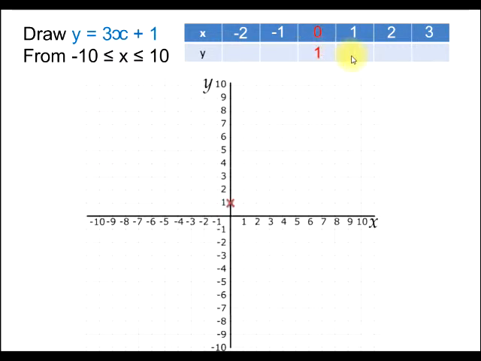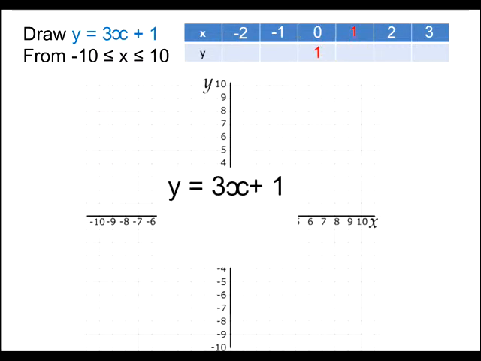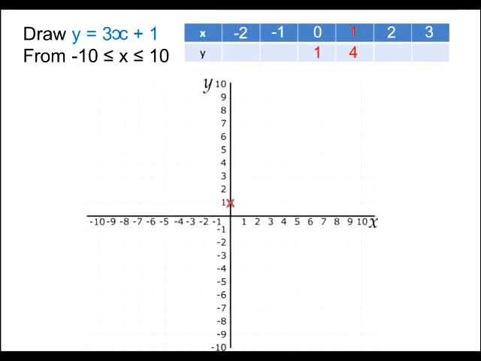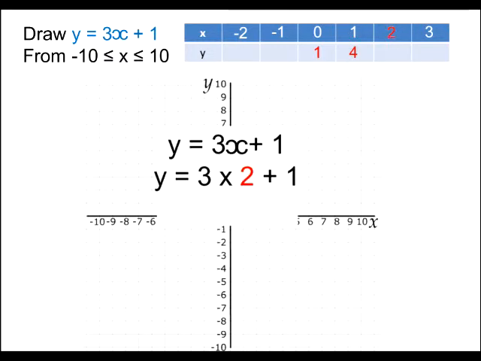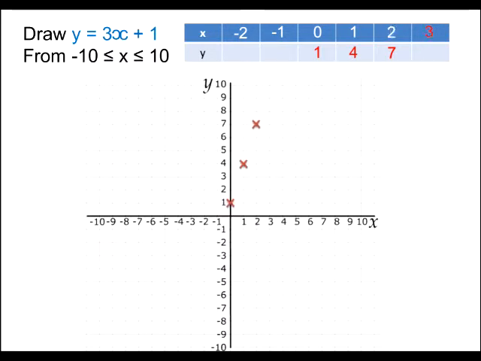Now we're going to do this with every single one. So we go to 1. So it's 3 times 1 plus 1, which is 4. So that goes in there, and we can plot that coordinate also. So if x is 2, double that, plus 1 is 7. Plot that one, and you should be able to see a pattern emerging already.